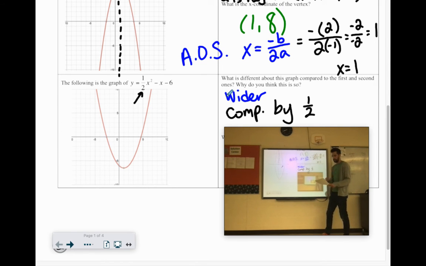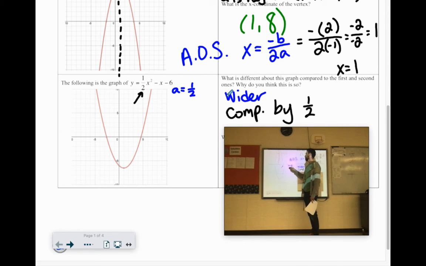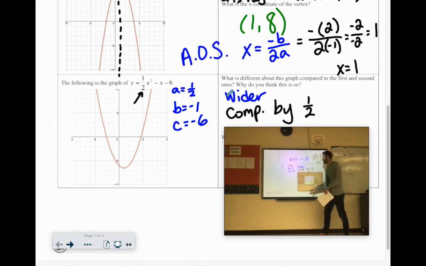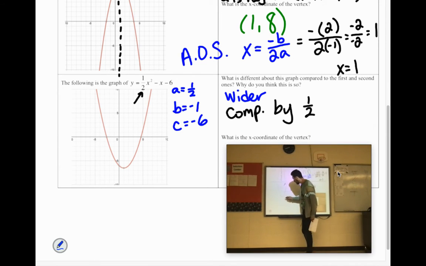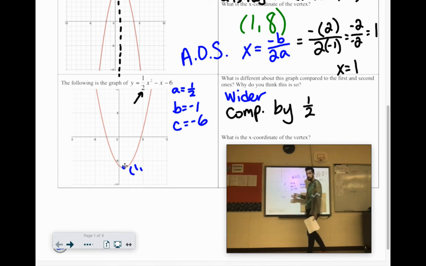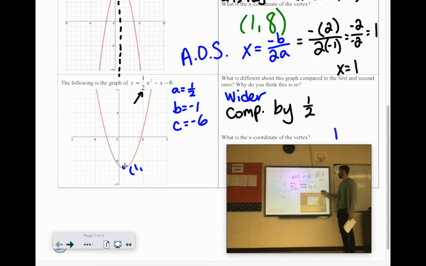I always worry that I'm going to forget to tell you something that I know is important. If we did have to figure out A, B, and C, A would be 1/2, B would be -1, right? There's a 1 in front of that x, and C would be -6. We don't need those necessarily now, but we will when we do have to graph it. What is the x-coordinate of the vertex? It looks like it's at 1, and it appears to be about -6.5. All they're asking for is the x-coordinate.